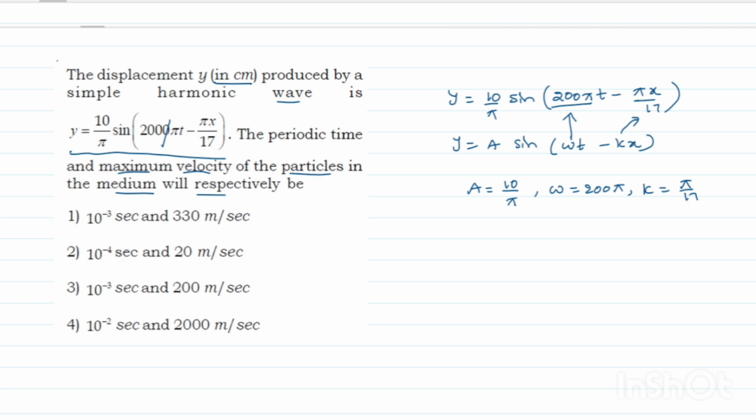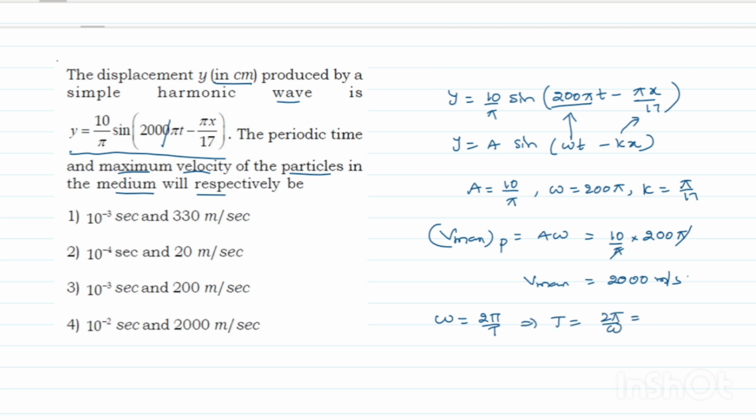The formula for the maximum velocity of the particle is A into omega. The A value is 10 by pi and the omega value is 200 pi, so the pi gets cancelled, and V maximum is 200 into 10, which is 2000 meters per second. And for the time period, we need to calculate with omega equals 2 pi by T, so the time period will be equal to 2 pi by omega.